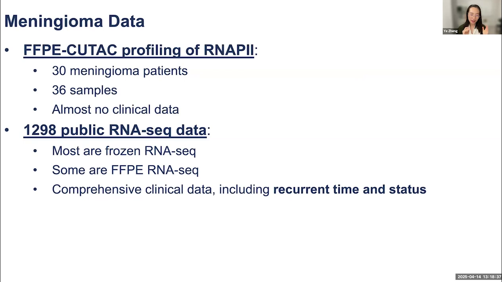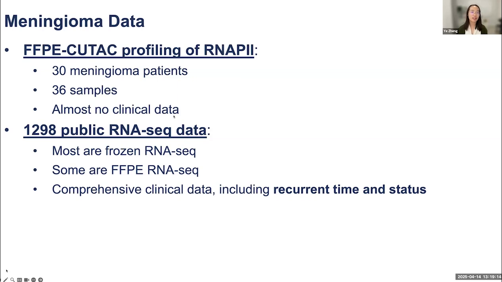To study whether the RNA Pol II signal at the histone genes can predict clinical outcome, we definitely need an outcome to tell us whether there is prediction power. However, for those 30 meningioma patients we collected in Seattle, the patients are relatively new, so none of them have recurred. You need to wait 5 or 10 years to see any recurrence information. In other words, our data have very minimal clinical data.